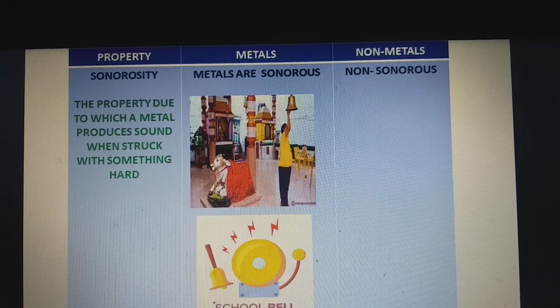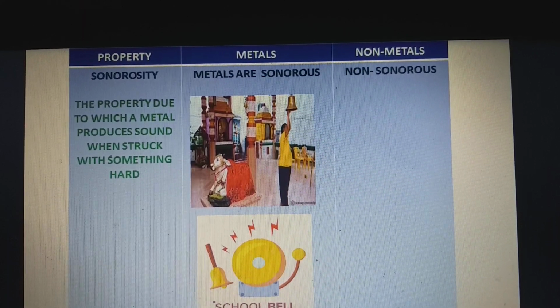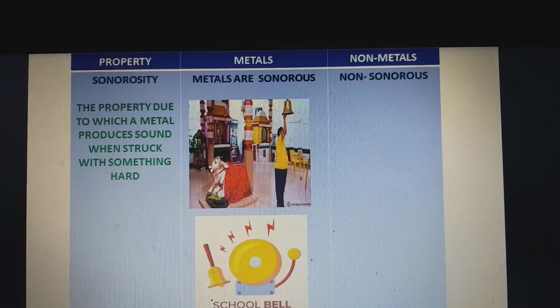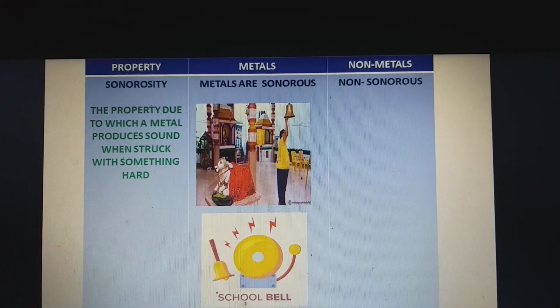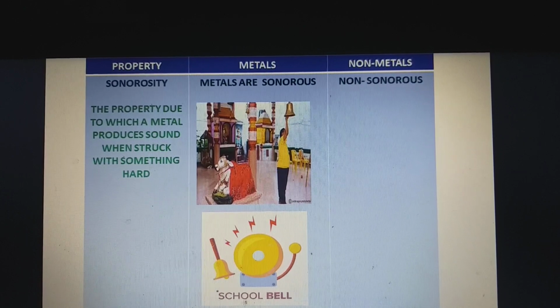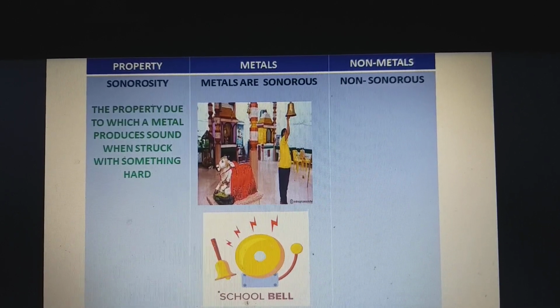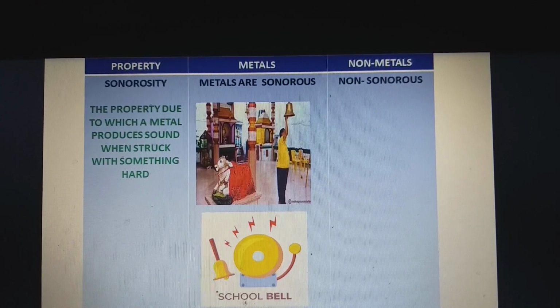Students, I'm going to ask you a question: how do you come to know that the 8th period has come to an end? You will say, ma'am, it is so simple. The bell rings and we come to know. Okay. But now can you tell me which physical property is involved? Yes, very good. The property of sonoricity is involved because the bell is made up of a metal and when it is struck with something hard, it produces sound.